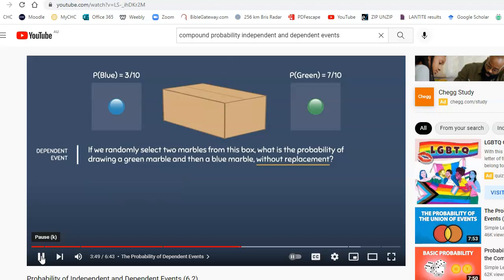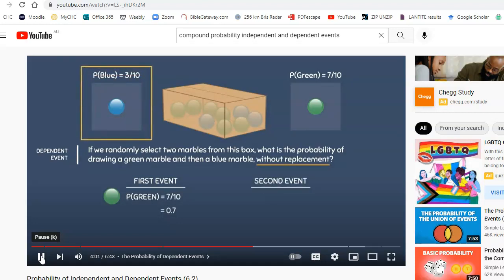Let's see why this is. For the first event, there are 10 marbles in the box, and since we have a total of 7 green marbles, the probability of drawing 1 green marble is 7 over 10, or 0.7. For the second event, the probability of drawing a blue marble is not 3 over 10. Since there is a total of 9 marbles left in the box, with a total of 3 blue marbles remaining, the probability of drawing a blue marble is now equal to 3 over 9, or 0.33. As you can see, the probability of drawing a blue marble has changed. At first, it had a value of 0.3, but now it has a value of 0.33, or 3 over 9.